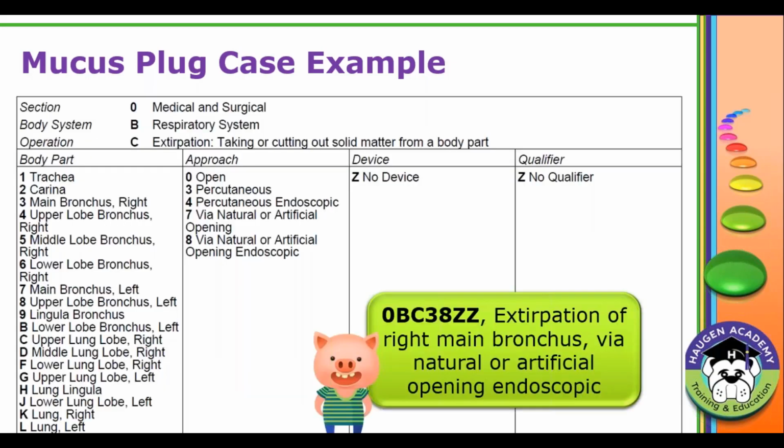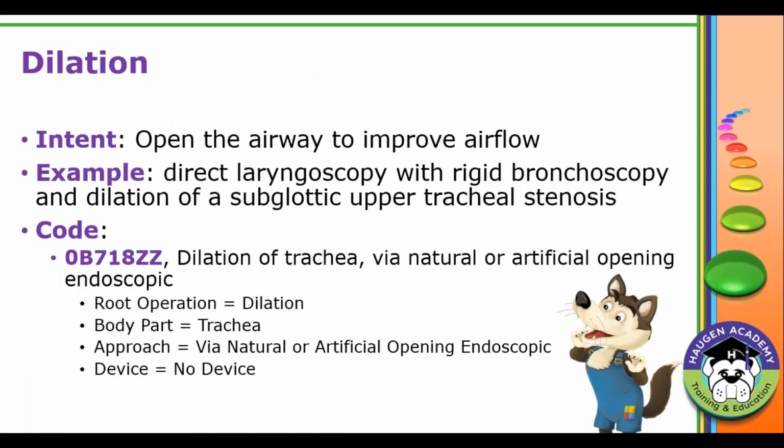This is going to code to the root operation extirpation, as I mentioned. The table is 0BC, and here's our final code here. It's extirpation of the right main bronchus, and again, the via natural or artificial opening endoscopic will always be our approach for our bronchoscopic procedures.